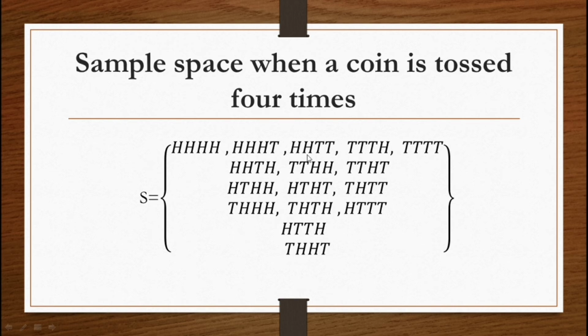And now what about two heads and two tails? These are the six cases. Now how will you write the six cases? Two heads, two tails, or two tails, two heads. It may be head, tail, head, tail, or it may be tail, head, tail, head. One more, head, tail, tail, head, or tail, head, head, tail. These are the total 16 cases of tossing a coin four times.